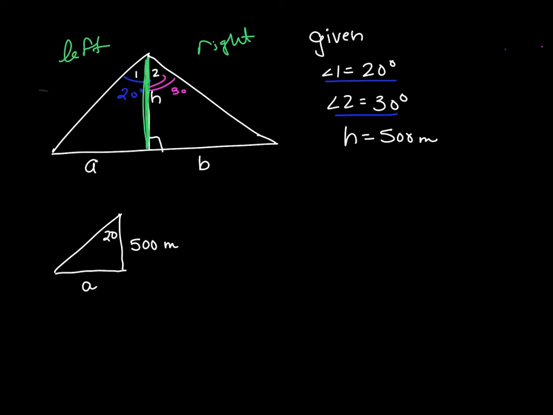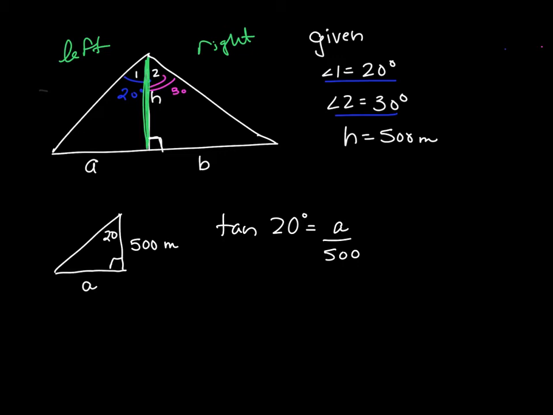I need to go ahead and find A. Well, as I'm looking at this, what information do I have? It is a right triangle as referenced from above. And then in reference to angle 20, I have the opposite side and the adjacent side. So if I think SOHCAHTOA, what trig functions has the opposite and the adjacent, that would be the tangent. And I would say that the tangent of 20 degrees is equal to the opposite side, which is A, over my adjacent side, which is 500.